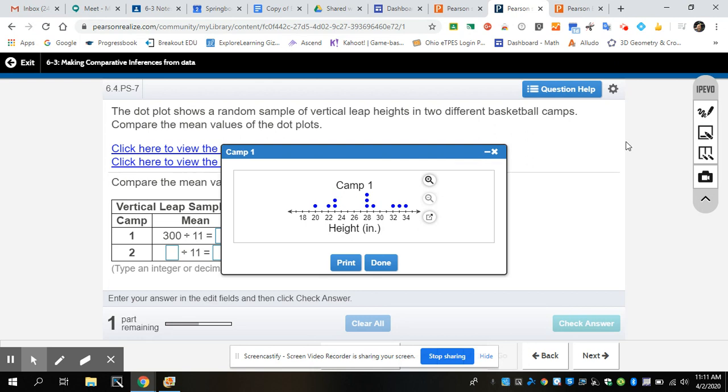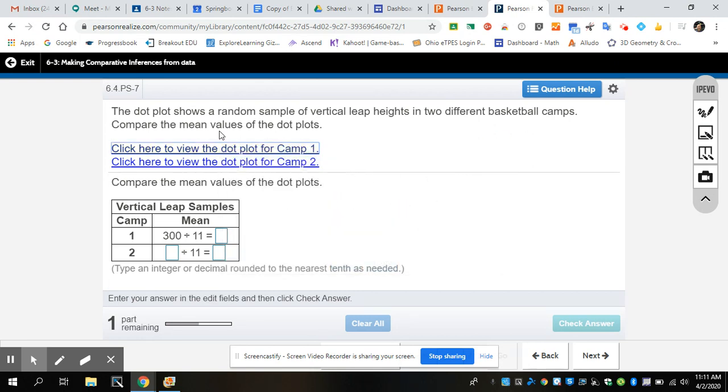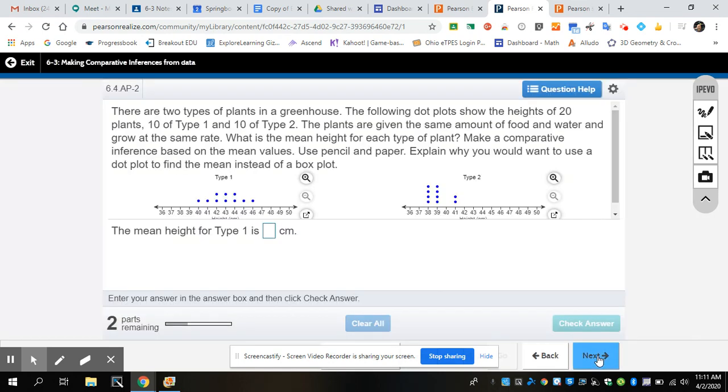All right. So you got some dot plots, and then you got to compare those as well. So what does that tell us? What does the mean tell us? Well, it's going to tell you that one group can jump higher than the other, right? Vertical leaps, different basketball camps. One camp has better athletes or people that can jump higher. So those are the types of things that you're looking at with inferring.